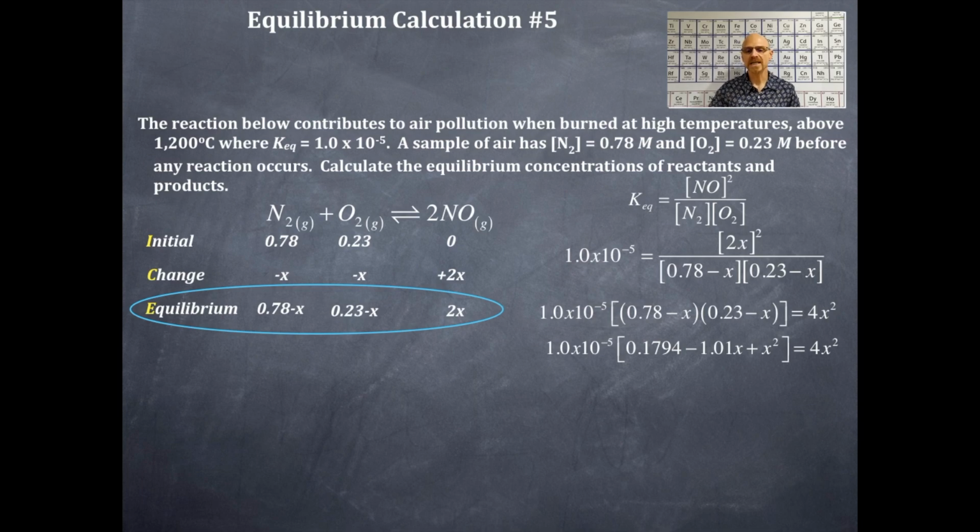Now what we have to do is distribute that 1.0 times 10 to the negative 5 over all three terms that are inside the brackets there. So I'm going to do that next.